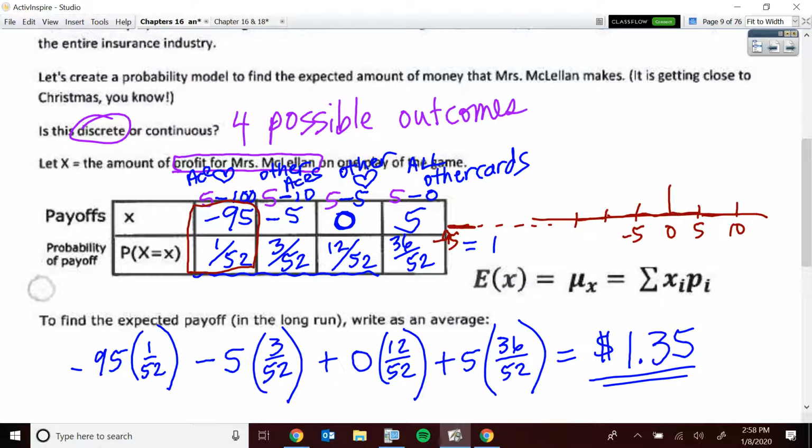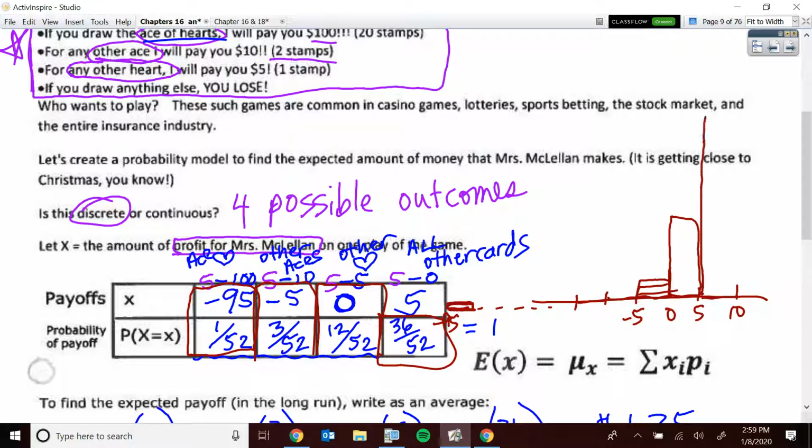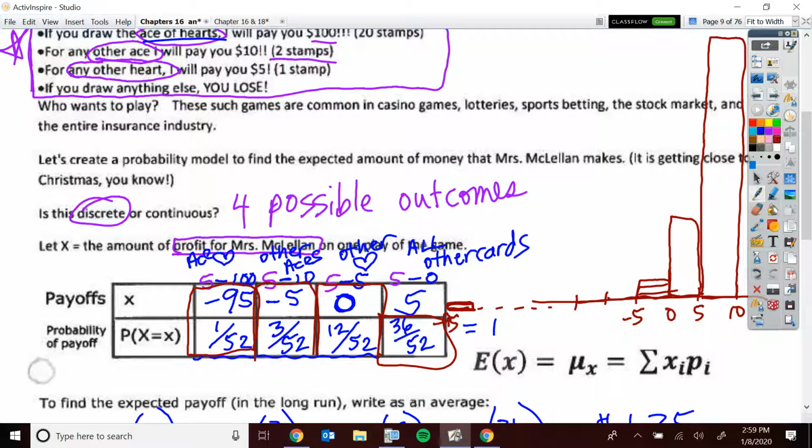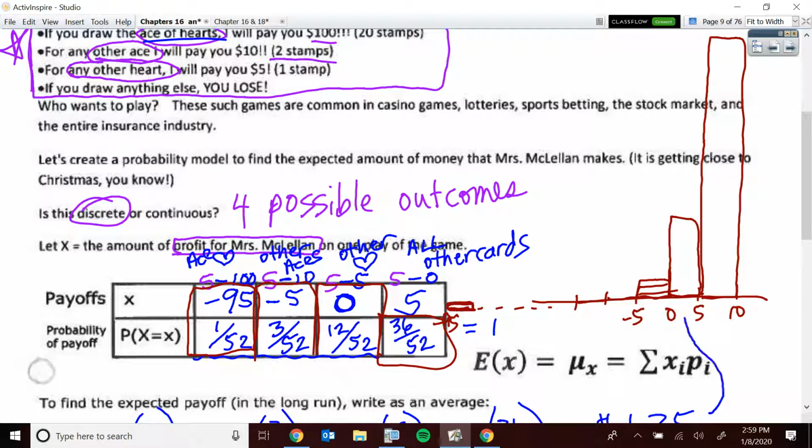Okay, let's look at this probability distribution. I've got just one of those. So I'm going to make a histogram. I got one little bar there at -95. I got 3 little things at -5. So 1, 2, 3. I've got 12 things at 0. And I've got 36 frequencies at $5. So it's got to be 3 times that. All right, so look at this. What is the shape of this probability distribution? Skewed left, okay. Now, where did we just say the average was? $1.35. So the average is located here.